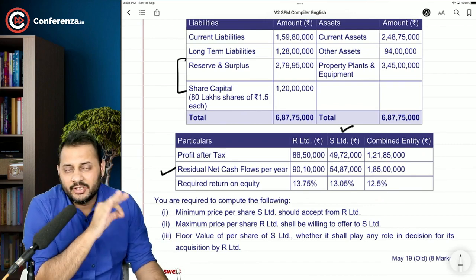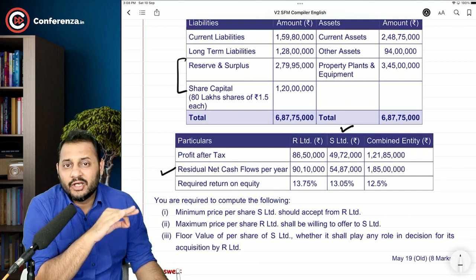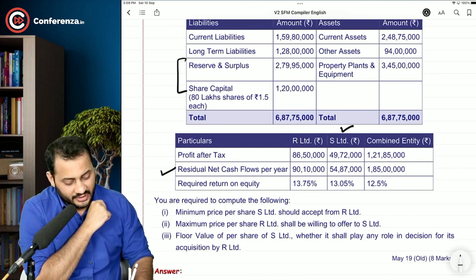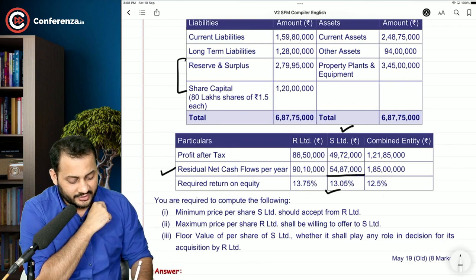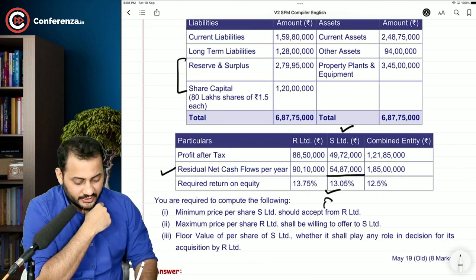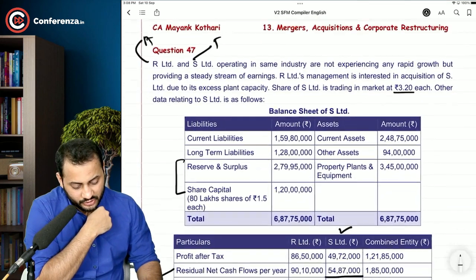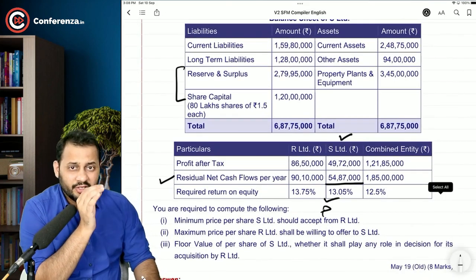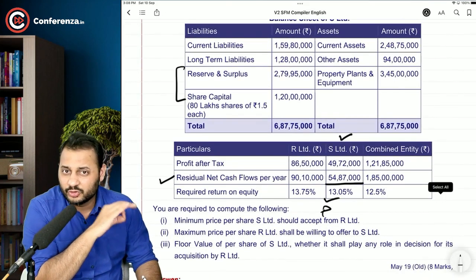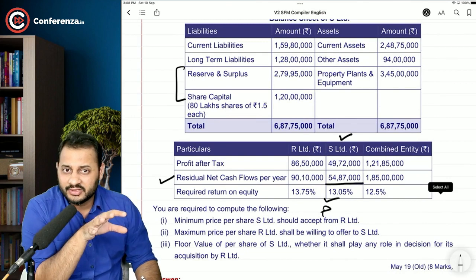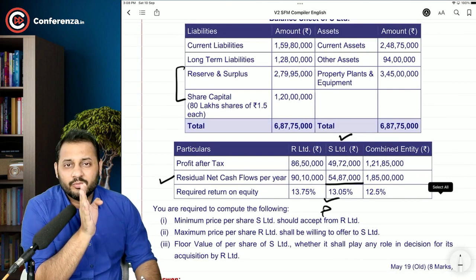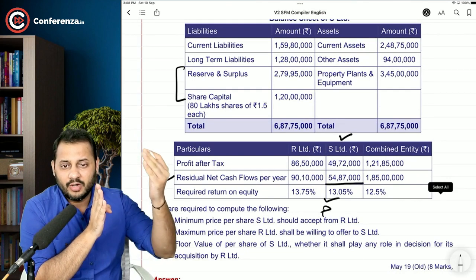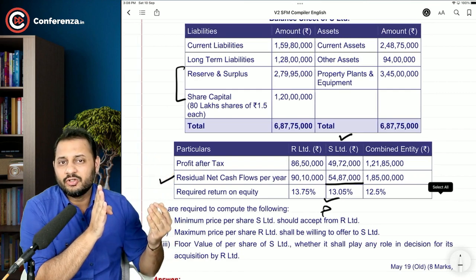Its market value. And what is the market value? How to calculate the market value? Take this cash flow divided by 13.05. You will get the perpetuity. Is there any growth? No, sir. There is no growth rate. So you understand the formula of Gordon's growth model? There is no growth in this. You can apply the simple formula: perpetuity is equal to annual cash flow divided by the cost of equity.